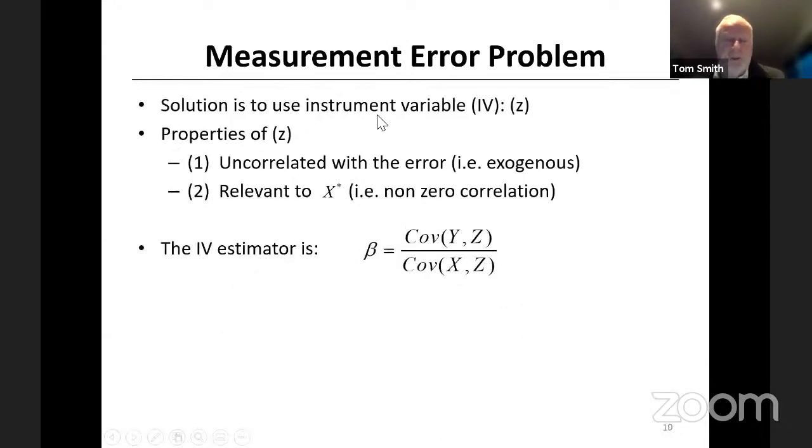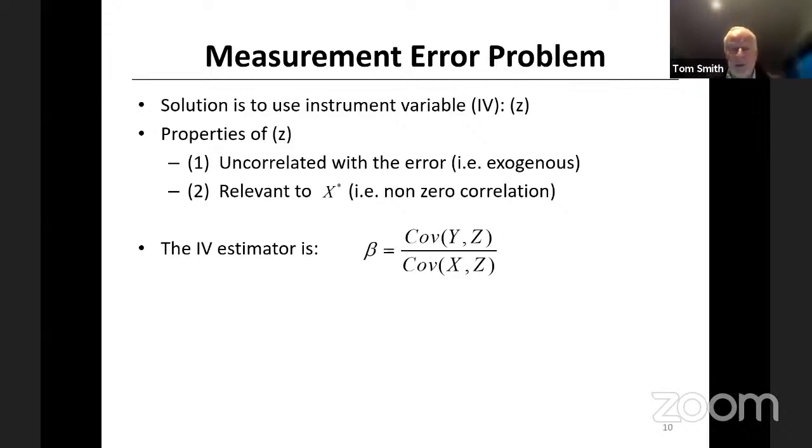So the solution is to use instrumental variables, and we'll call that Z. The properties of instrumental variables are they need to be uncorrelated with the error, that is, they need to be exogenous. And they need to be relevant, so uncorrelated with the error, but correlated with the true value, a non-zero correlation. And then the instrumental variable estimator ends up being not covariance y with x over variance of x, but covariance y with z over covariance x with z. So z replaces x in the estimation.